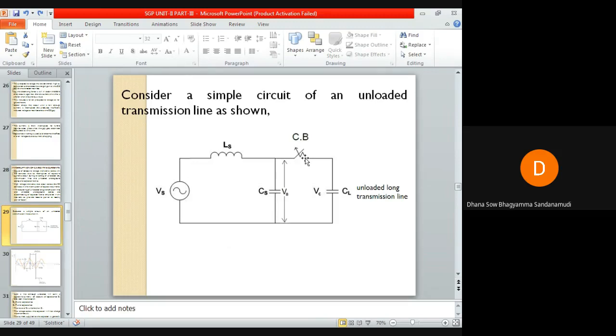So while disconnecting, voltage transients will appear across the circuit breaker contacts due to the interruption of these capacitive currents. These capacitive currents are due to the unloaded long transmission lines, unloaded ungrounded cables, or capacitor banks. Whenever the circuit breaker has to interrupt the capacitive currents, voltage transients will appear across the circuit breaker contacts.